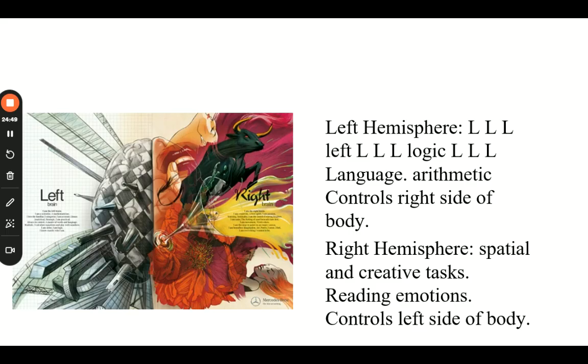Reading people's emotions, reading people's facial expressions. When you read people's facial expressions, you are using the right side of your brain. And the right hemisphere controls the left side of your body.